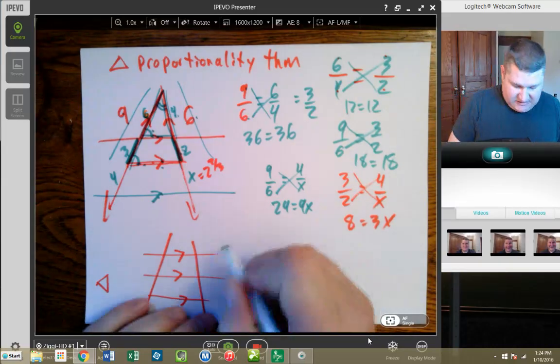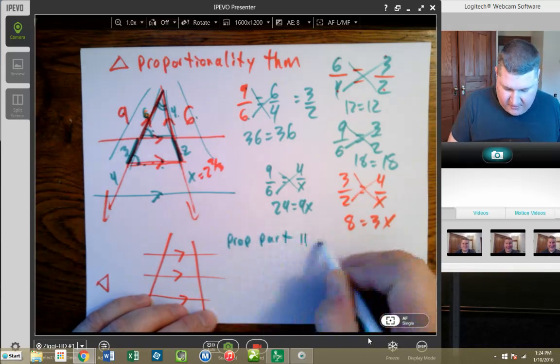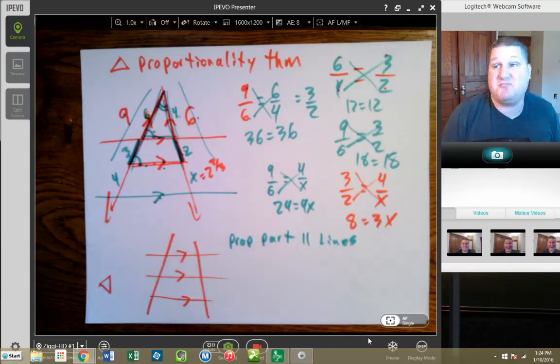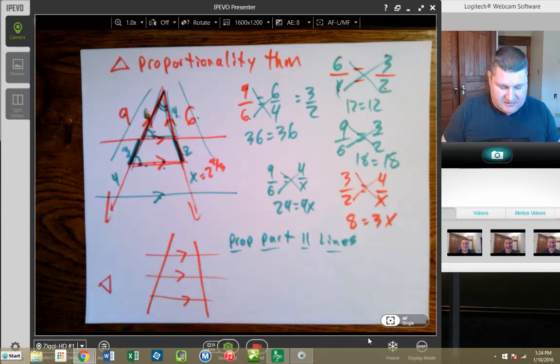Now, let's say that 3 times fast. Proportional parts of parallel lines. All right, so proportional parts of parallel lines. There you go.